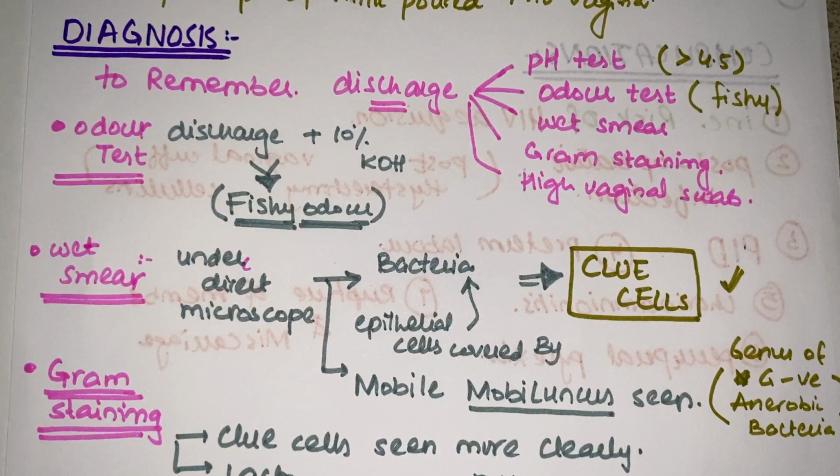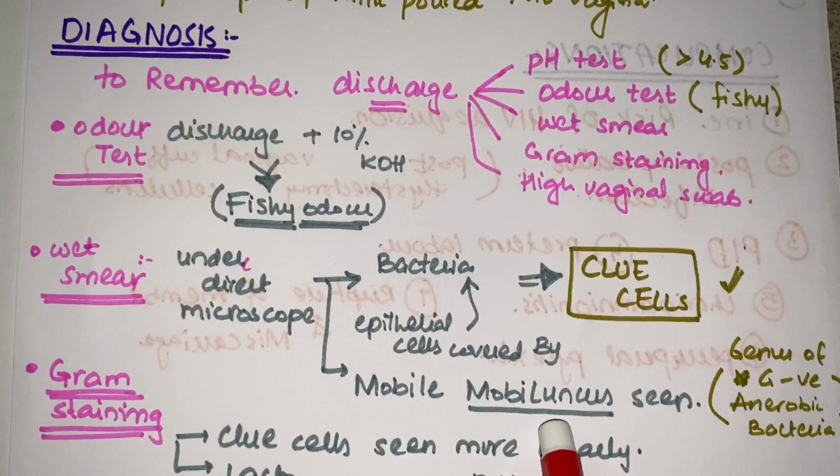Now what are these clue cells? That the epithelium of the vagina will be covered by bacteria. So this is a characteristic finding called the clue cells. Plus we will also see some other bacteria like Mobiluncus. It is a genus. Now this name is very odd, so you'll get confused here. Don't get confused, it's just a simple genus of gram negative anaerobic bacteria, fine.